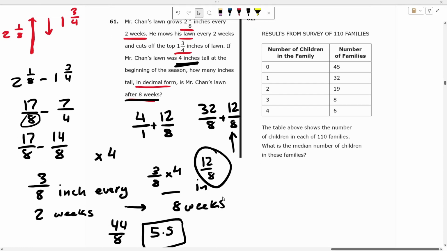Number 62 is a little bit tricky. It says that the table above shows the number of children in each of 110 families. And it's asking you what the median number of children in these families is. So the deal with the median is a middle value. Okay, so the median is the middle.